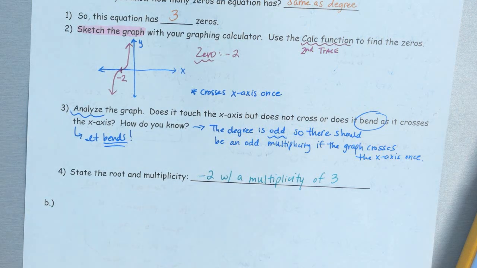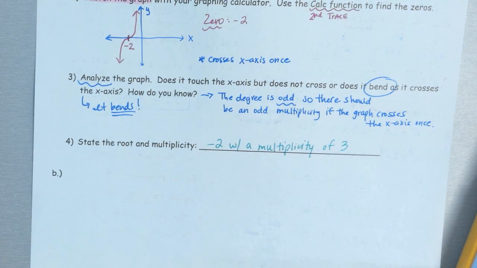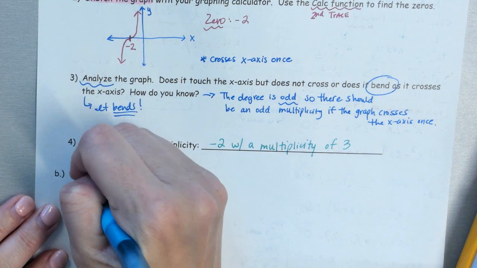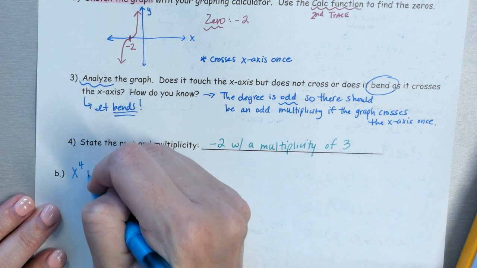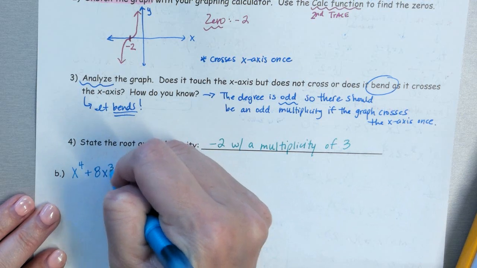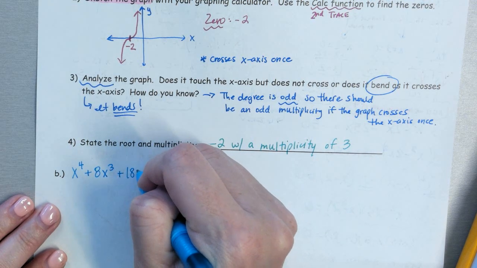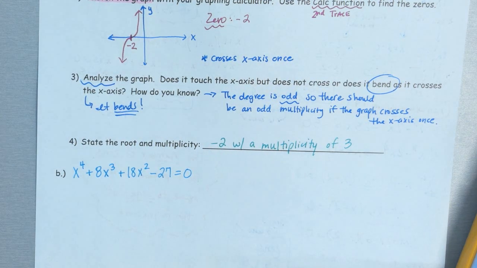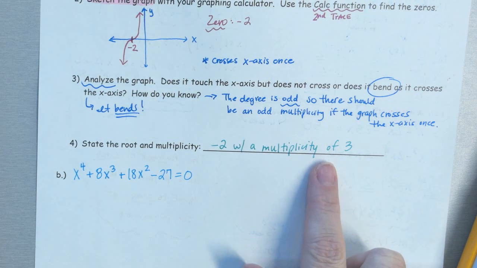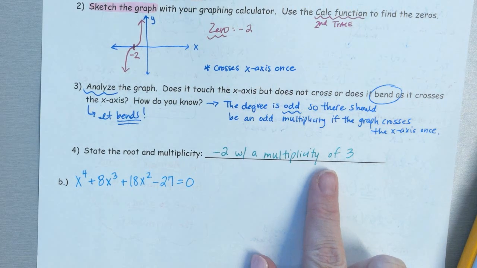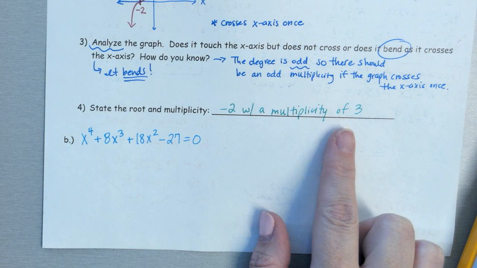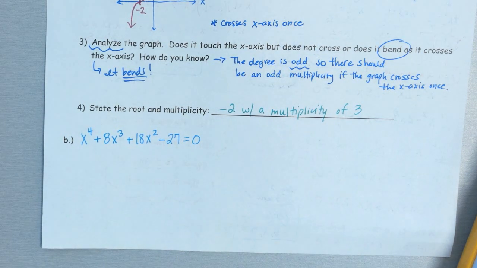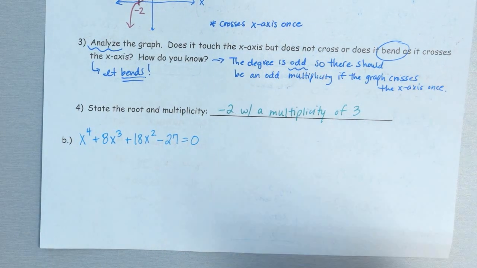Okay, sometimes they're split up, so we're going to look at a different example. So for B, we have x to the 4th plus 8x cubed plus 18x squared minus 27 equals 0. And just FYI, the multiplicity does not always match the degree. This one did. Okay, so we're going to check and see what happens with this one. All right, so let's graph it, and then I want you to draw the sketch.